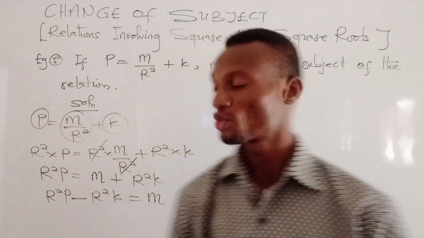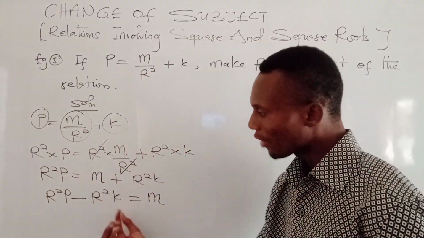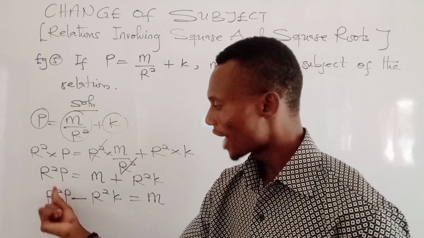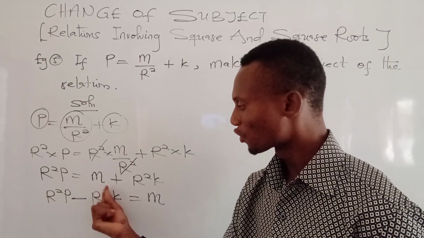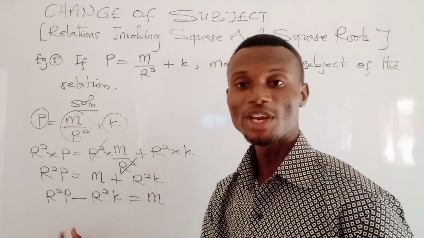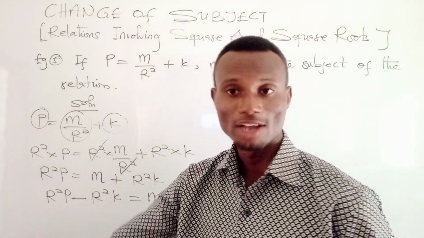Now, from here, what we do to get our r out of it is that, look, we have r squared p minus r squared k. Now, this expression, we need to do factorization to get r out of it.